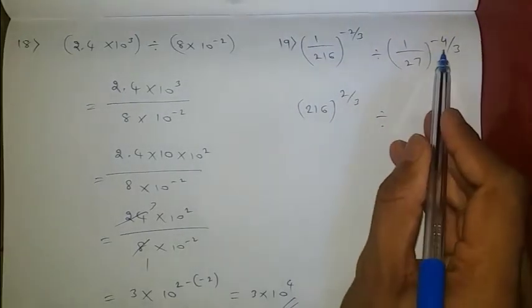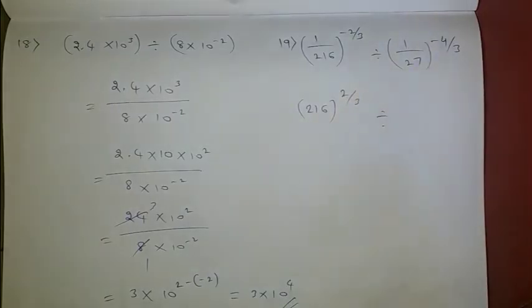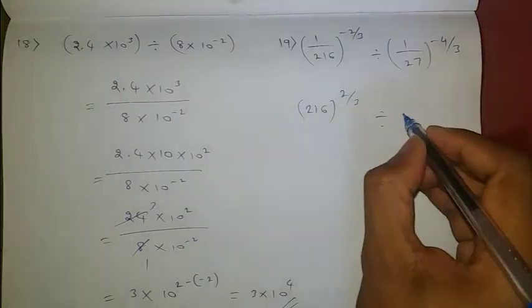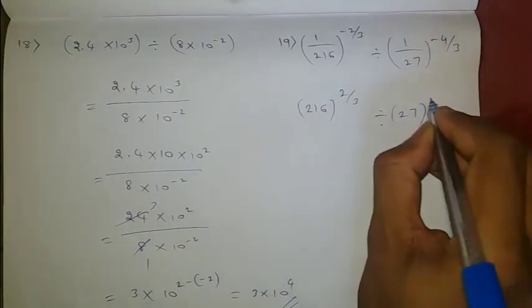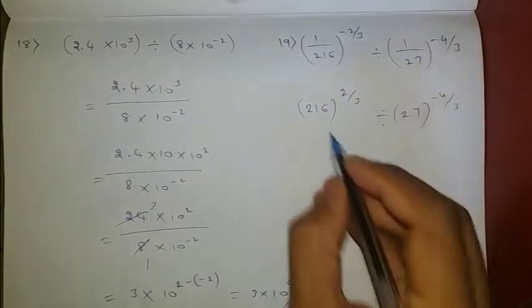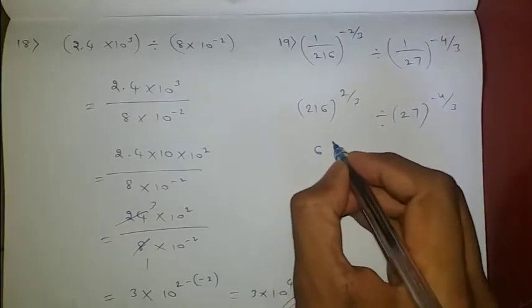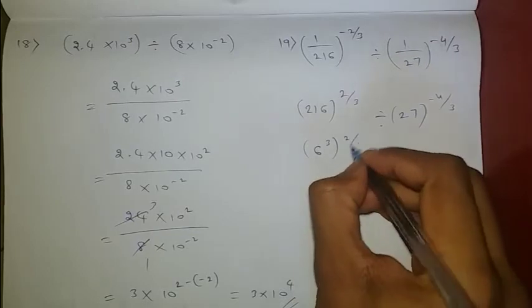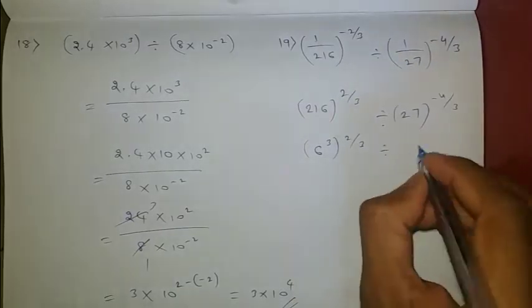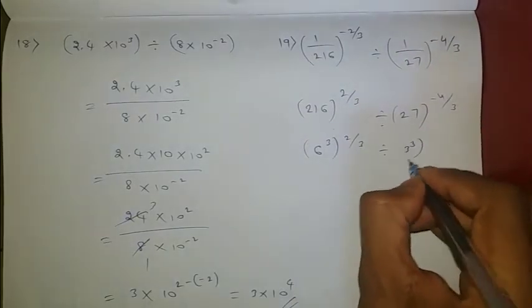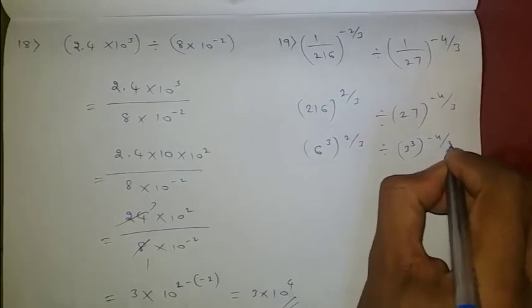Here again the power is negative, so write 1/27 as a reciprocal. The reciprocal of 1/27 is 27, with power -4/3. 216 can be written as 6 cubed, whole power 2/3, divided by 27, which can be written as 3 cubed, whole power -4/3.